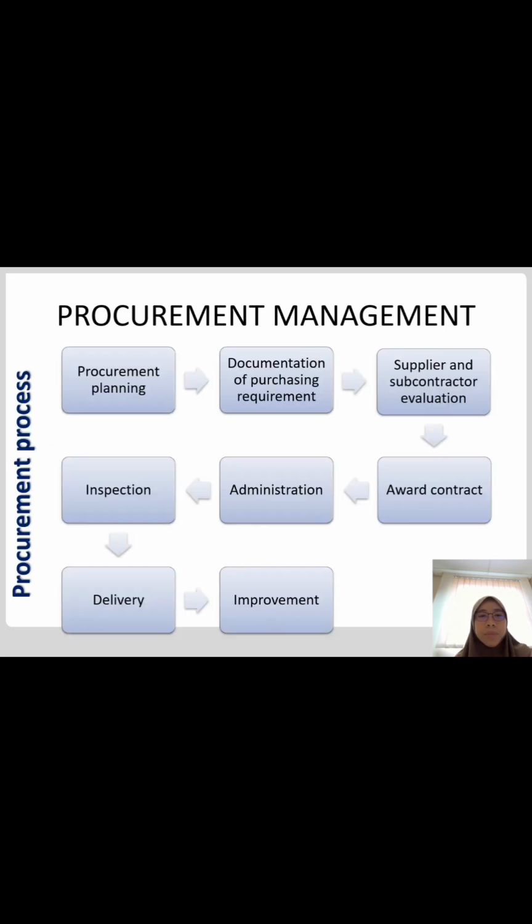So this is the procurement process, which starts with planning, and then documentation of purchasing requirement, followed by supplier and subcontractor evaluation. After finishing the evaluation of subcontractor, we will give award contract and forward to administration, doing the inspection, delivery and improvement.